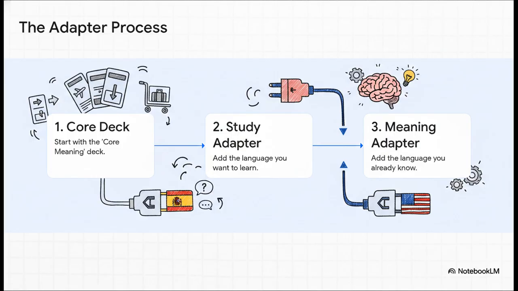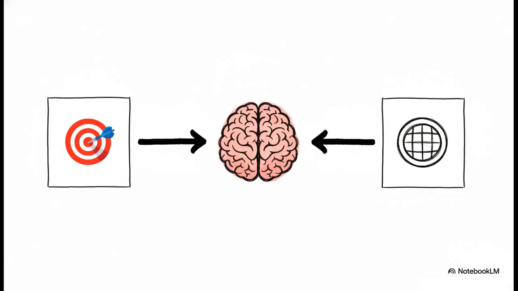It's literally 3 steps. First, you start with that core deck. Let's stick with our airport example. Second, you snap on a study adapter for the language you're trying to learn. Let's say it's Spanish. And finally, you snap on a meaning adapter for the language you already speak, which gives you all the translations and explanations in a way you understand. Now, this distinction right here is the heart of the entire system. It's the whole magic trick.